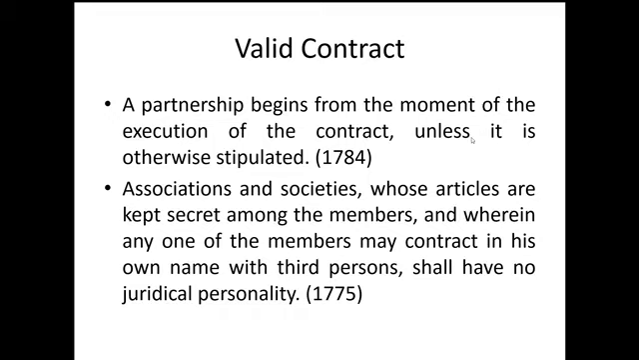Example, halimbawa si ABCDE nag-form ng association, ex-association. Okay, ang problema, wala siyang article. Kung may article man, walang nakakaalam kay A, B, C, D, E. And each of the members A, B, C, D, E may enter into a contract with third person in their own name, not in the name of X association. Sabi ng batas, itong si X association, wala siyang separate juridical personality. Kaya lumalabas, all members of this association are liable in their individual capacity.